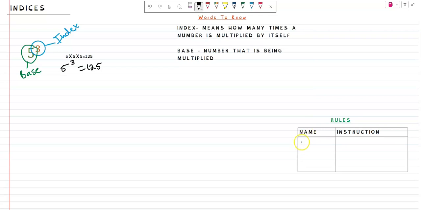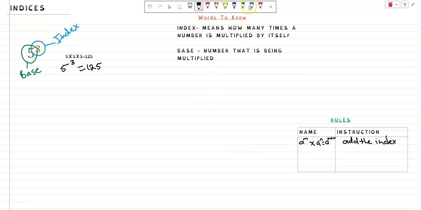So our first rule is a to the power of m multiplied by a to the power of n equals a to the power of m plus n, which means we just add the index. That's our first rule. We need to just add the index. Remember, the index is the m and the n. The base stays the same.